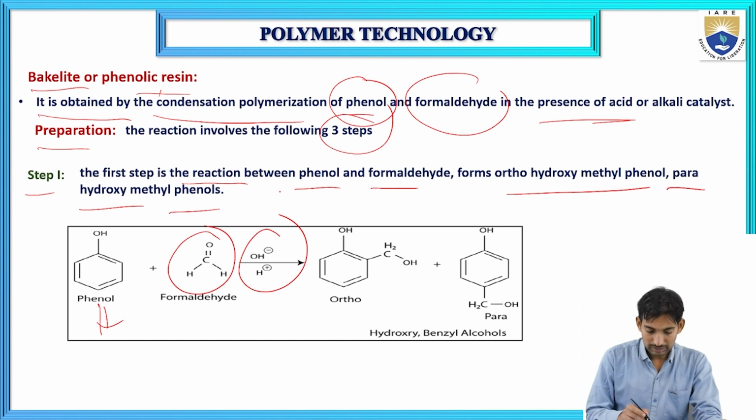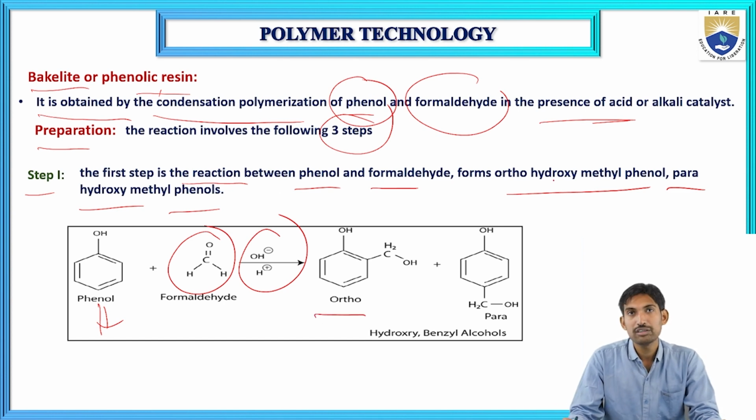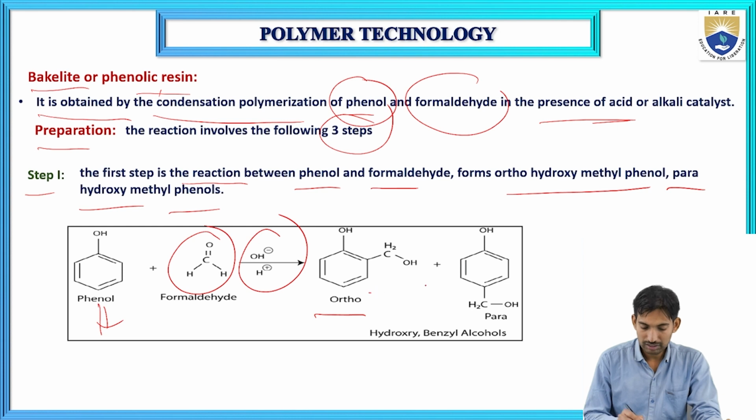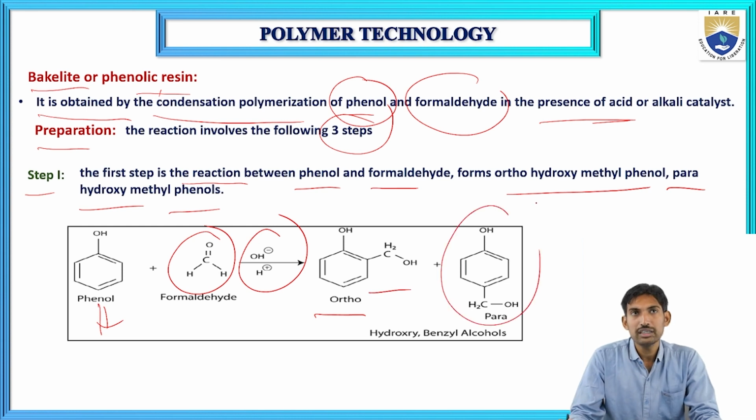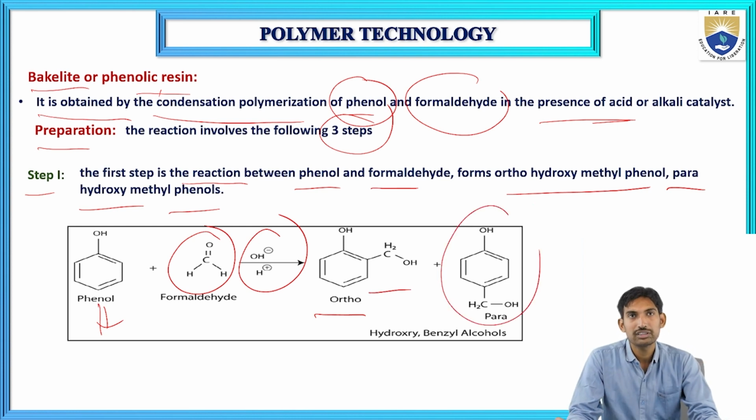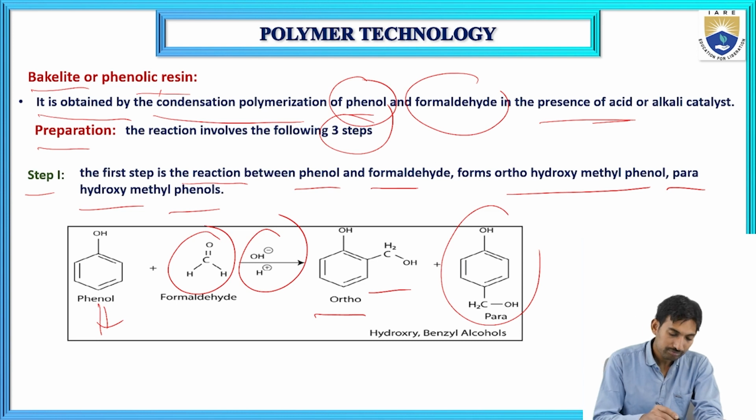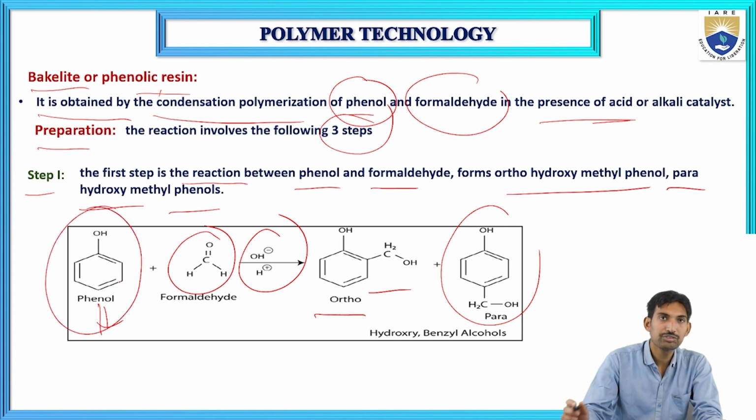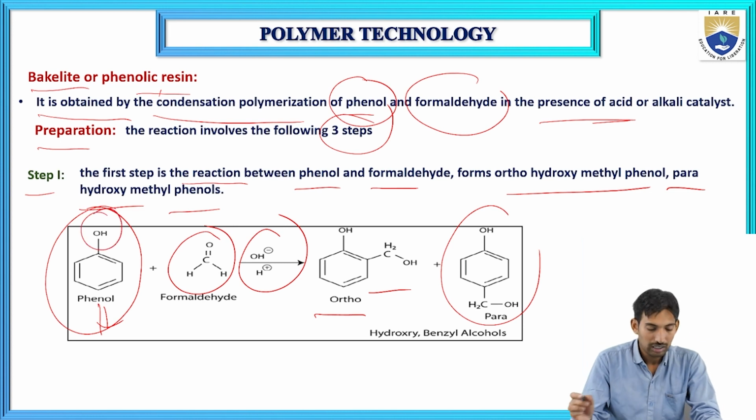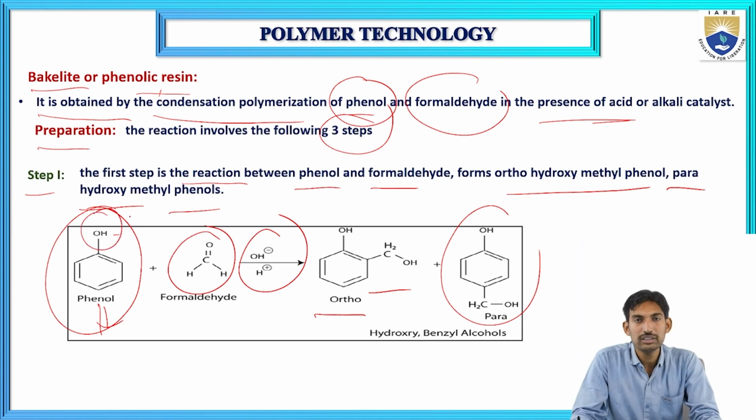What does this form? The ortho-hydroxy methylphenol or para-hydroxy methylphenol. The phenol reacts with formaldehyde in the presence of acid or basic medium. It produces ortho-hydroxy methylphenol or para-hydroxy methylphenol. These two are found in the first step. In phenol, the OH functional group acts as an ortho-para directing group.